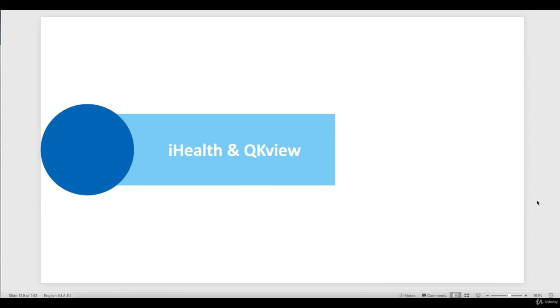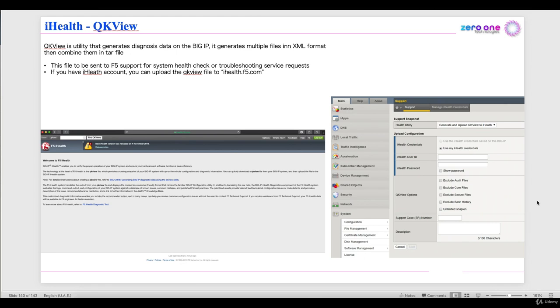With this session we will talk about iHealth and the QKView file that we generate usually when we want to open a support case with the F5 support team. So the QKView is a utility that generates diagnosis data. It gathers diagnosis data about the appliance, puts it in a tar file, and then you upload the tar file to iHealth.f5.com.